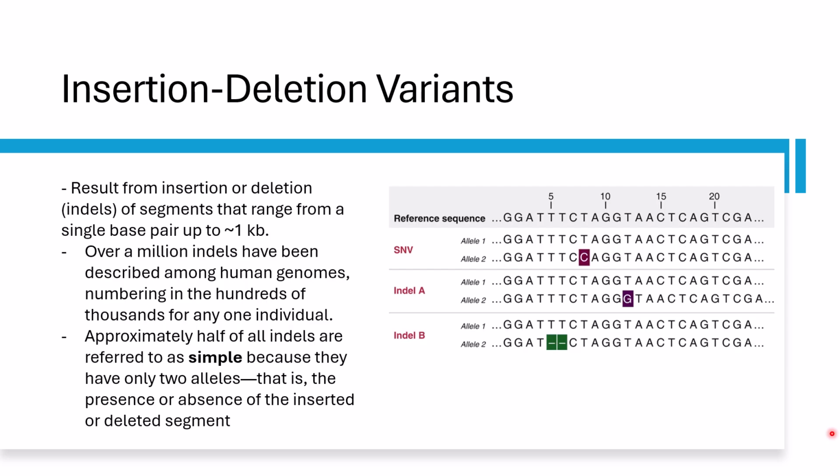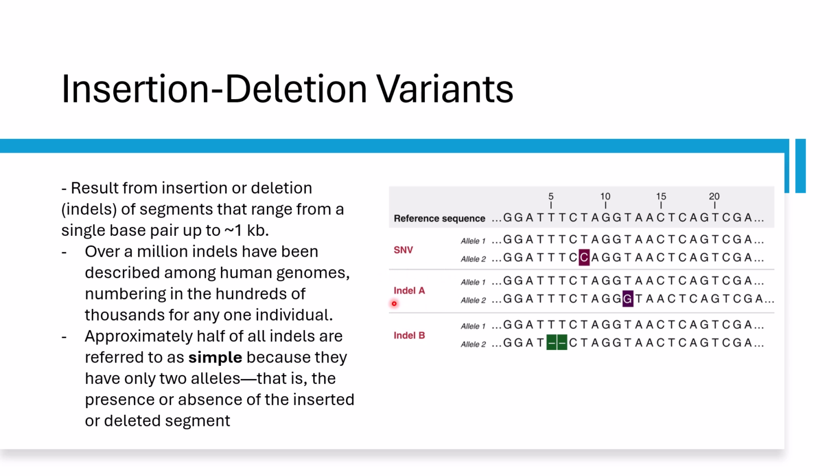So another common variant is the insertion deletion variants. These result from insertion or deletion, what we call indels, of a segment that ranges from a single base up to 1 kilobase. Over 1 million indels have been described in the human genome, and approximately half of all indels are referred to as simple indels because they have only two alleles, that is the presence or absence of inserted or deleted segments. This is an example of insertion deletion variants.